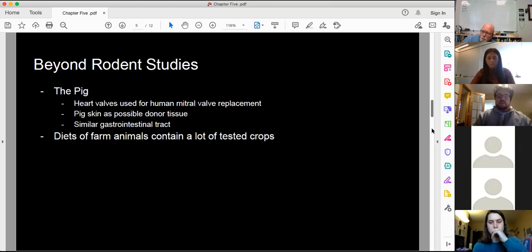But after rodent studies, they moved on to the pig. The pig's used in many surgeries because some of their makeup is similar to humans. And the good thing about them is that most of their diet anyway includes these types of crops. And so it's a good baseline for which they can measure the effectiveness without having to be too invasive into the pig's regular diet. Next slide.